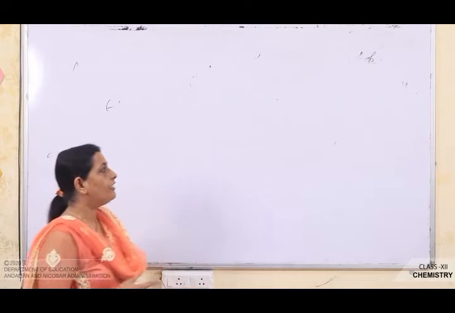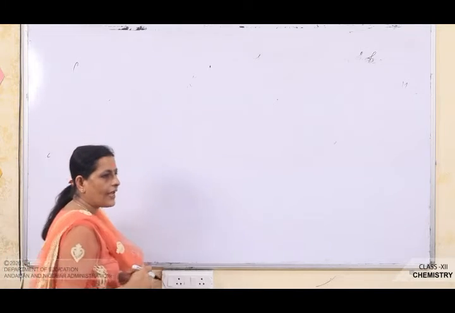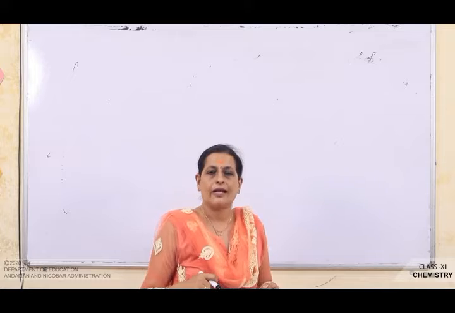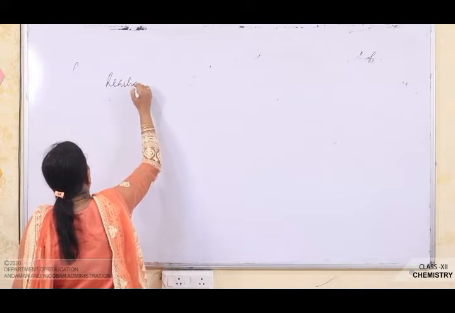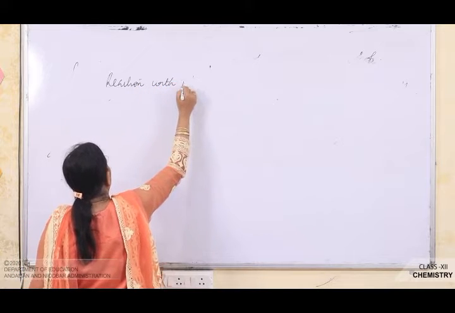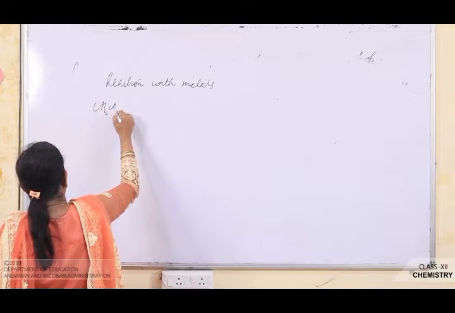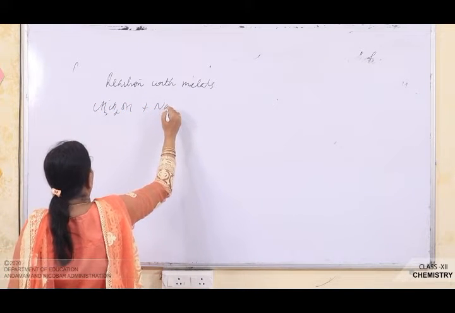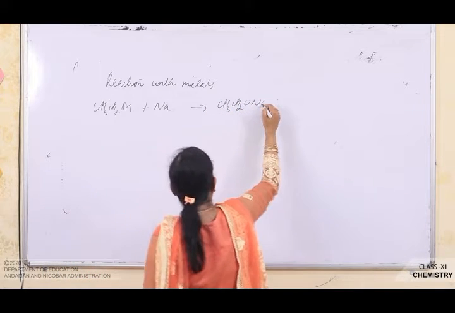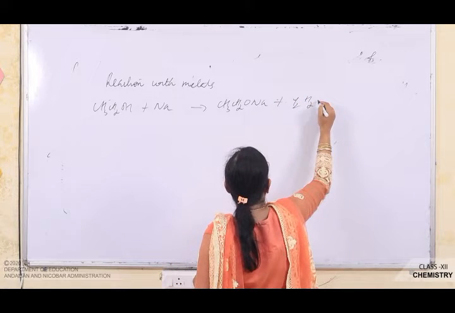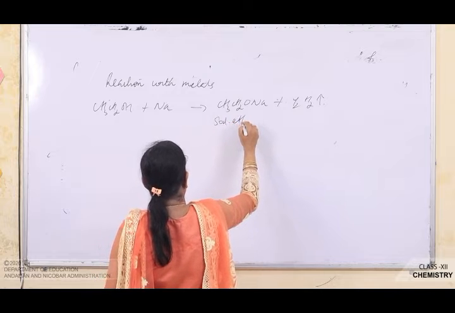Reaction of alcohol and phenol related to acidic character. Now, since it's an acid, it will react with what? Metals, and they'll liberate what? Hydrogen gas. So, reaction with metals. If you take alcohol, CH3CH2OH, and react with reactive metals like sodium, you get what? CH3CH2ONa plus half H2. So hydrogen gas is liberated. This is known as what? Sodium ethoxide.